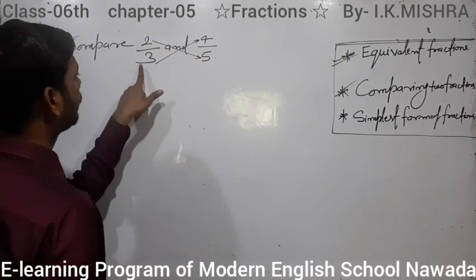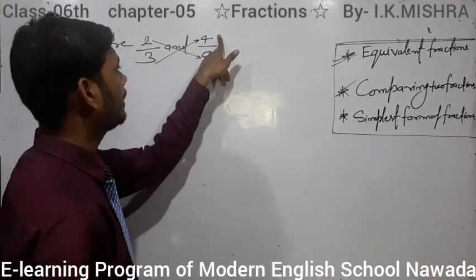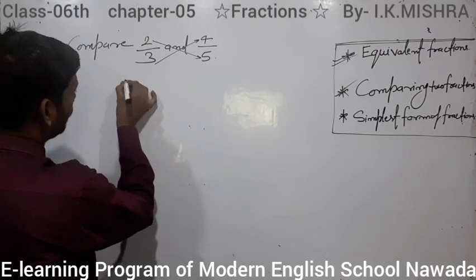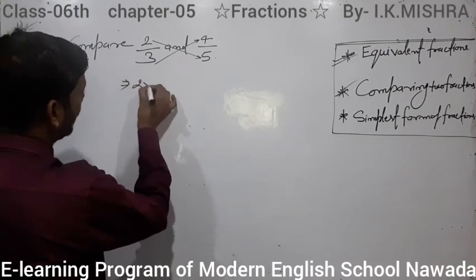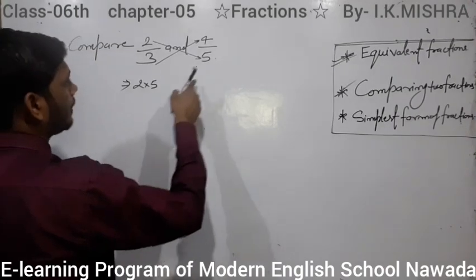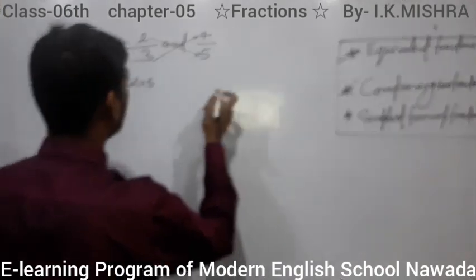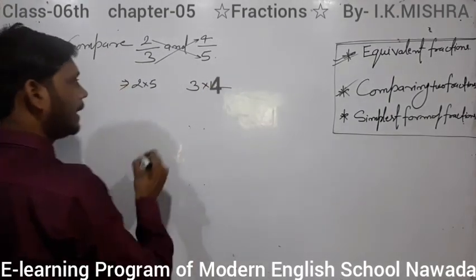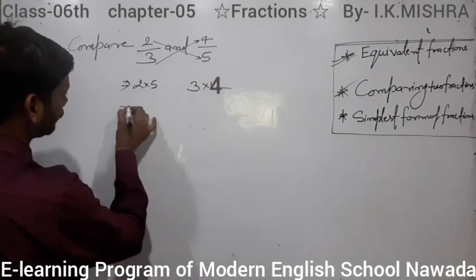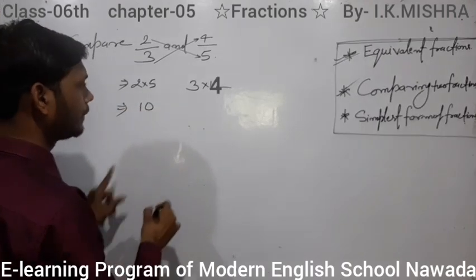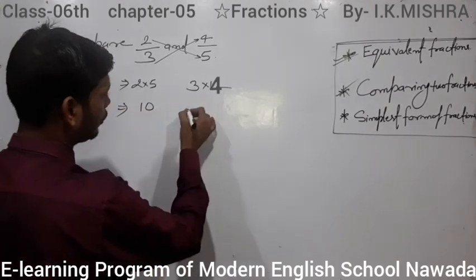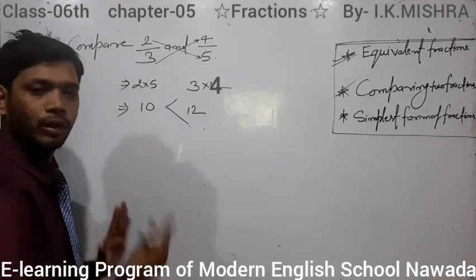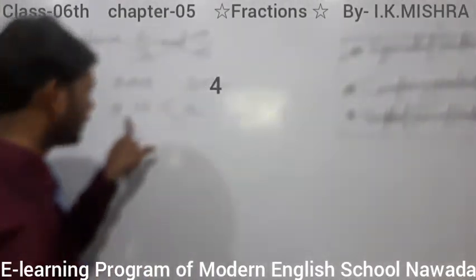And when you multiply 3 and 4, you write here on the right side. Suppose here I multiply 2 into 5, and on the right side you write 3 into 12. Here, students, you observe 10 and here 12. You observe 10 is less than 12. Here 12 is greater than 10.